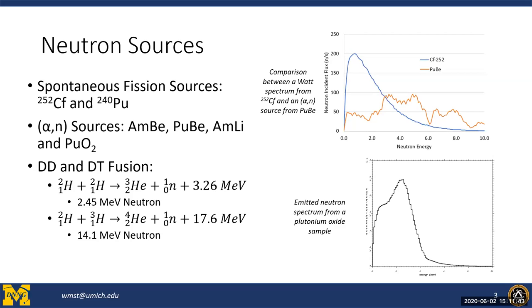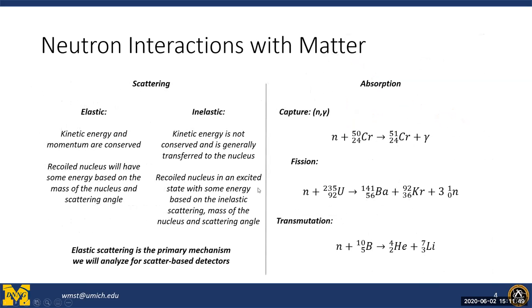So just to give you an idea of some background of some of the neutron sources we can detect and might be looking for. So as a quick recap, neutron interactions with matter. So now that we have an idea of where those neutrons are coming from and the sources we're looking for, what are the different types of reactions?